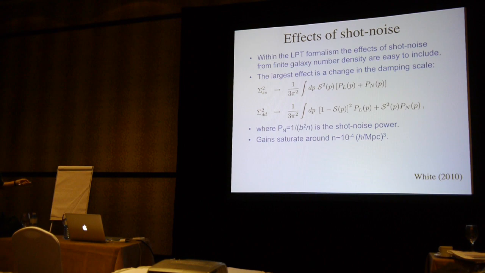And you can also ask, at what point doesn't it make any sense to add more galaxies? When have I got a really good measurement of the large scale field that I need, and adding more galaxies is adding cost with no benefit? And you can find that these gains saturate around about 10⁻⁴ in standard units of number density. Most of the surveys that are currently doing next generation BAO realize this, and so they're all at number densities higher than this. And so that indicates that you can still do effective reconstruction.